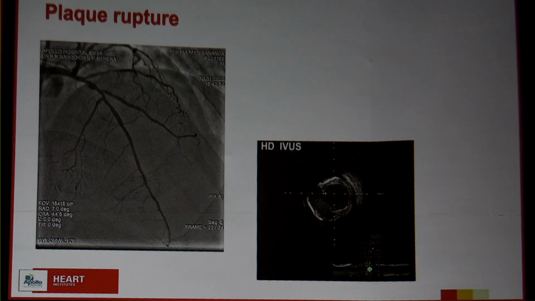Now, for example, this is a case where you can see that a rupture has taken place. It is exactly a cavity inside another cavity. This is what you see on an HD IVUS. Now, these are the cases which cannot be left alone. This has to be stented and has to be dealt with.